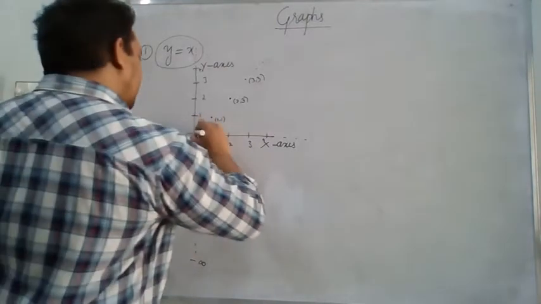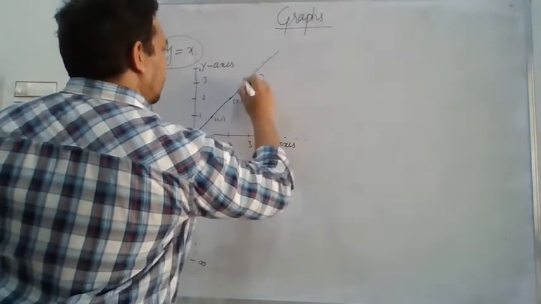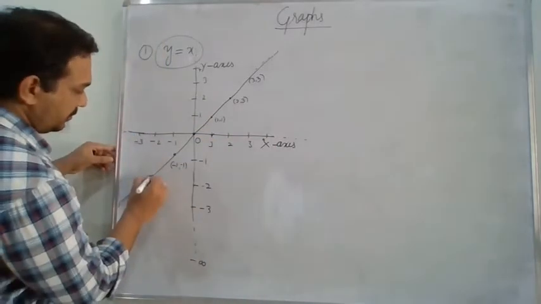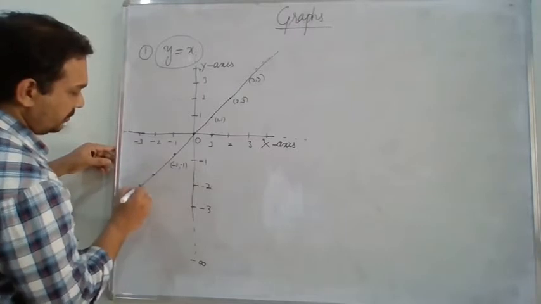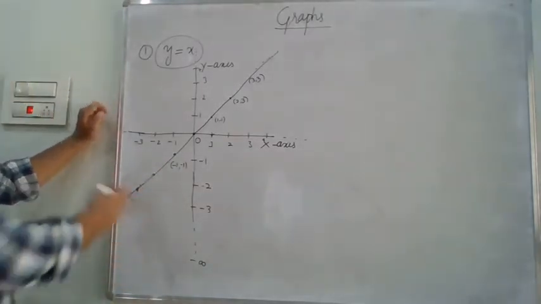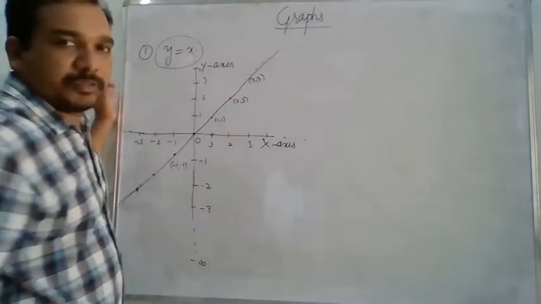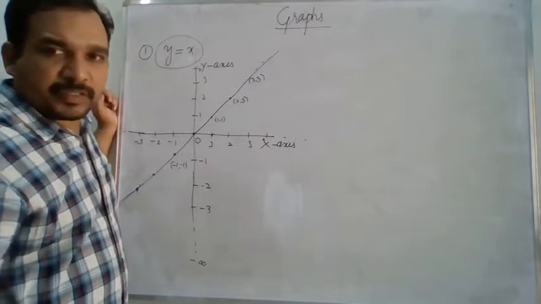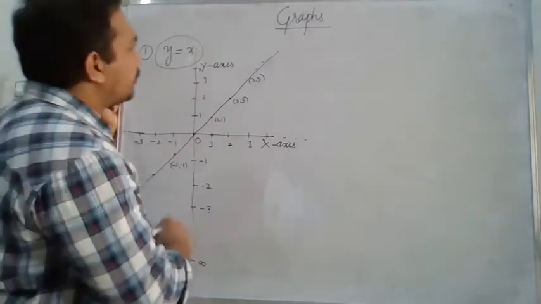If we join all these points, it will form a straight line. So this is the graph for y is equal to x. So whatever the graph we draw, we follow the similar procedure.